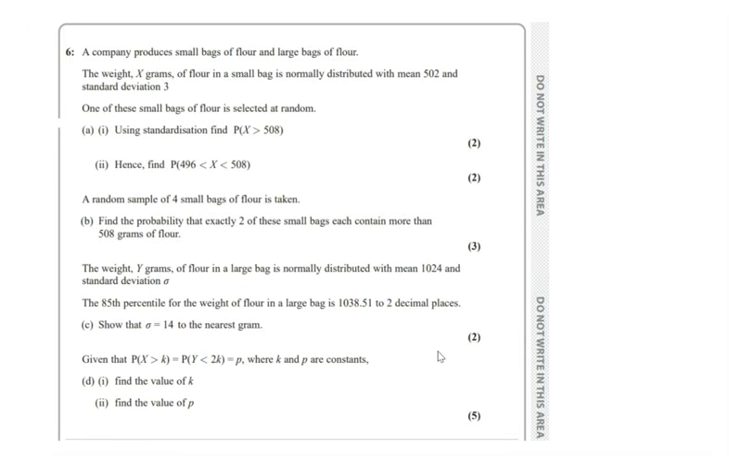All right, question 6. Question 6 says that a company produces small bags of flour and large bags of flour. The weight X of the flour in a small bag, so you have to count small bags, is normally distributed with a mean of 502 and standard deviation of 3. So X is normally distributed with a mean of 502 and standard deviation 3. When you write the normal distribution, you will write the variance, so write it like that, standard deviation of 3.